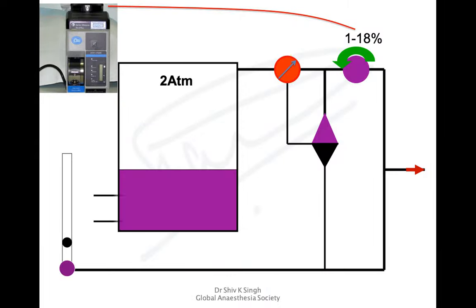So what we have in the Tec vaporizer is that it is heated up to 2 atmospheres so that at all times the vapors are at greater than the saturated vapor pressure. We know that the saturated vapor pressure for desflurane at 20 degrees is 669. And when you heat it up to 40 degrees, the pressure inside increases to almost 2 atmospheres.